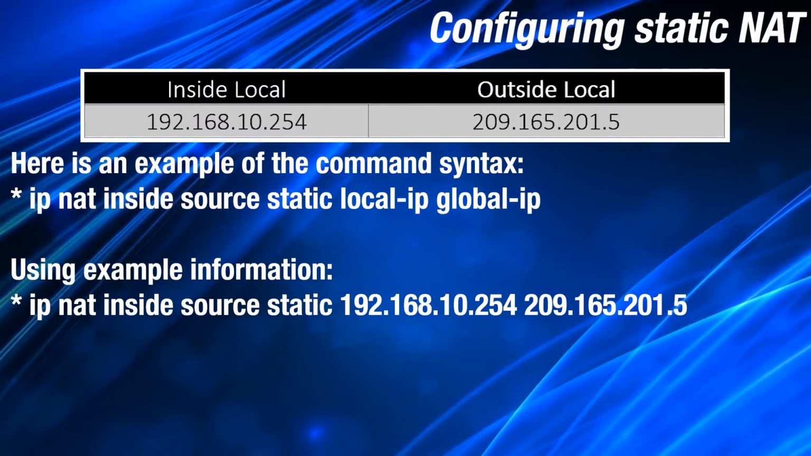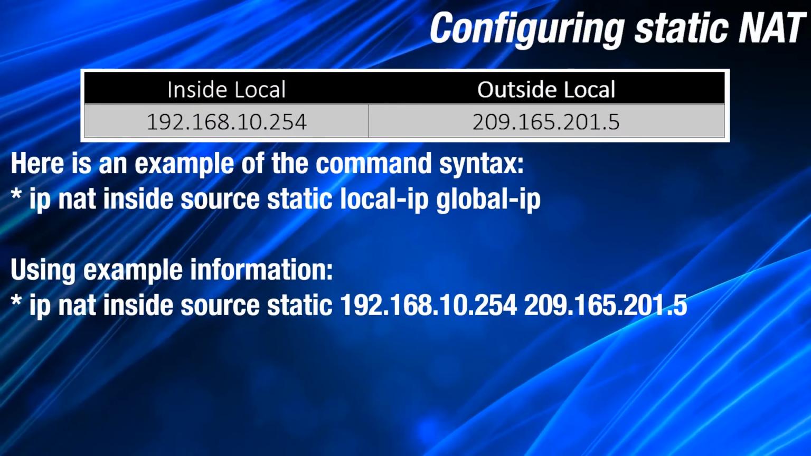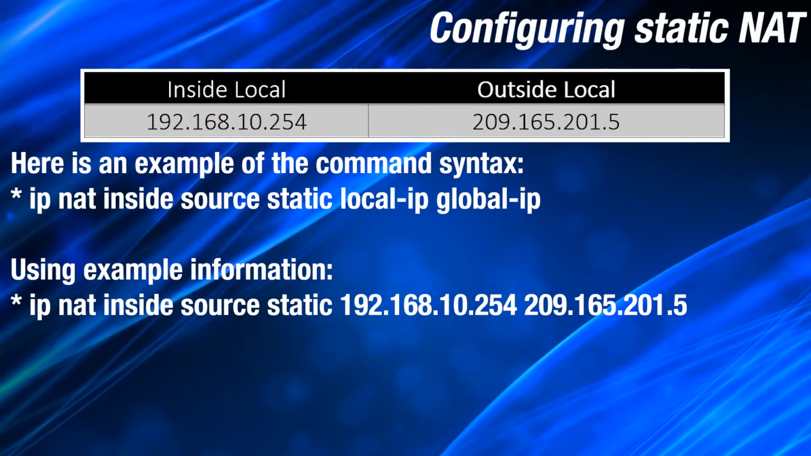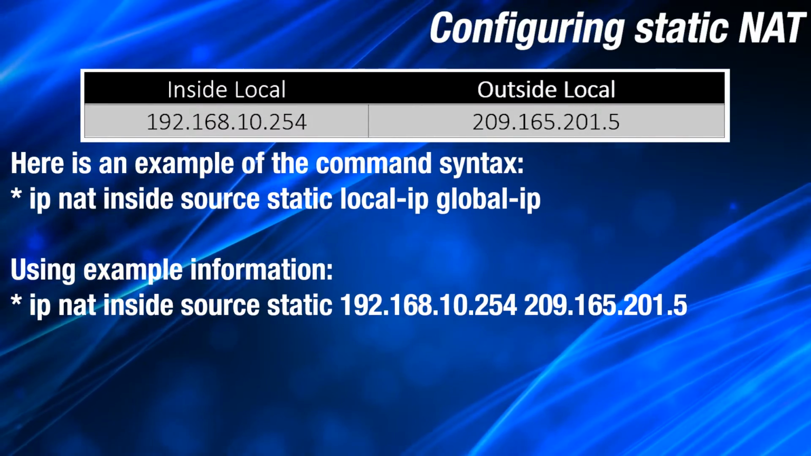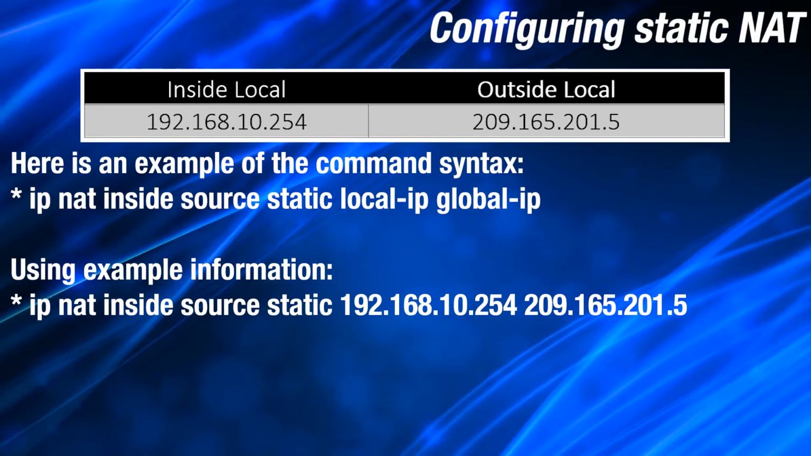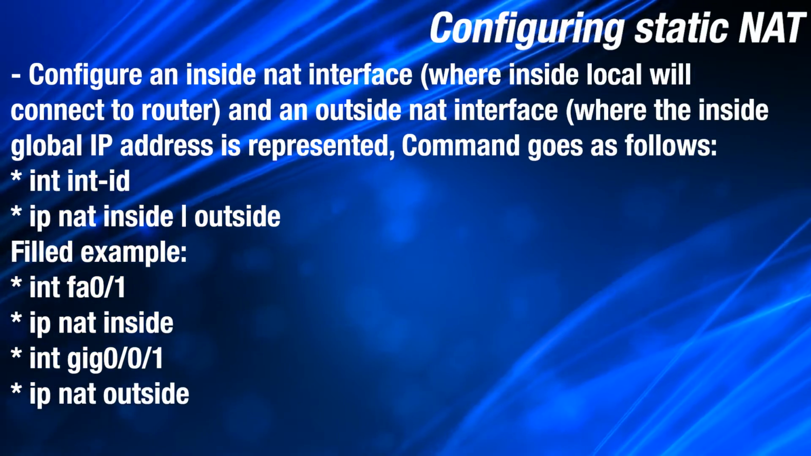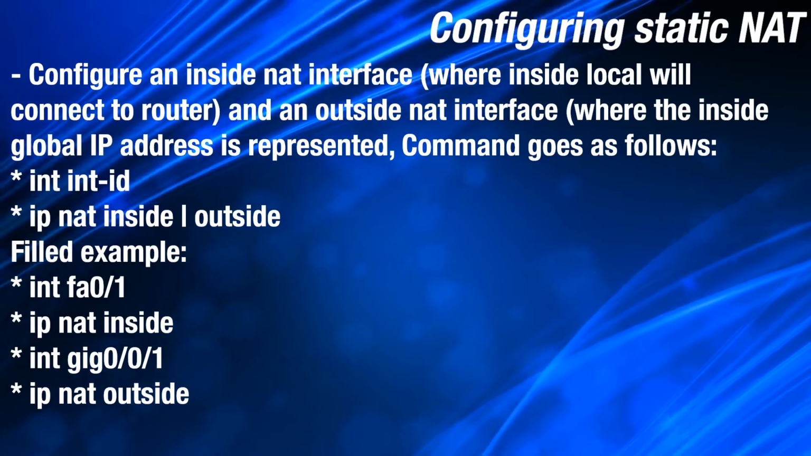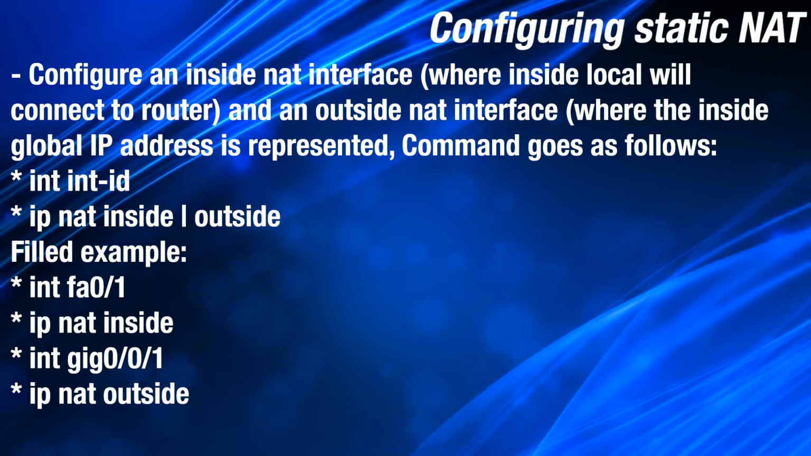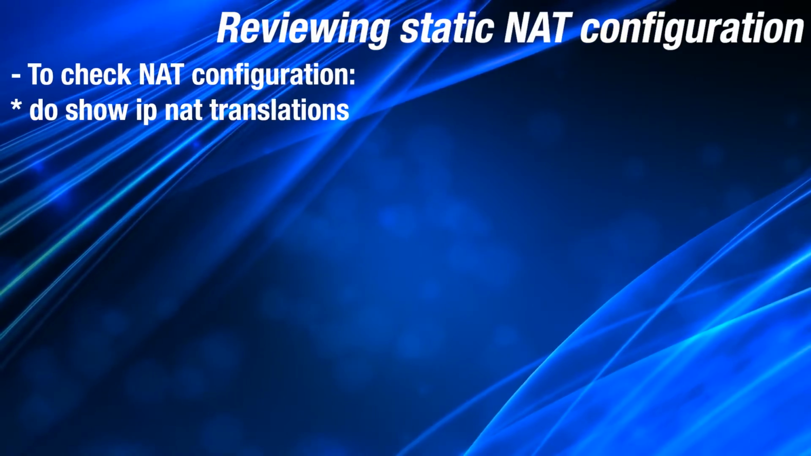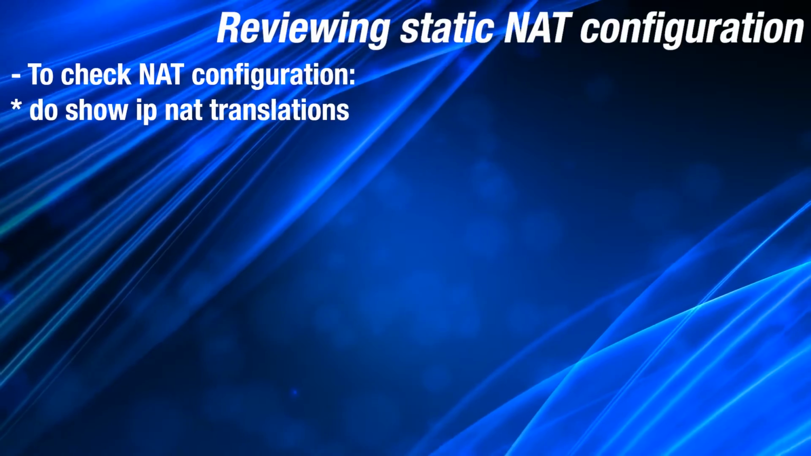We would use this information to configure the command like this: IP, NAT, inside, source, static, followed by our inside local address and our inside global address. After that, you want to configure an inside interface and an outside interface. To do this, you would hop into the interfaces and use the respective IP NAT commands to define an inside or outside interface. If you want to see your IP NAT translations, use the Show IP NAT Translations command.